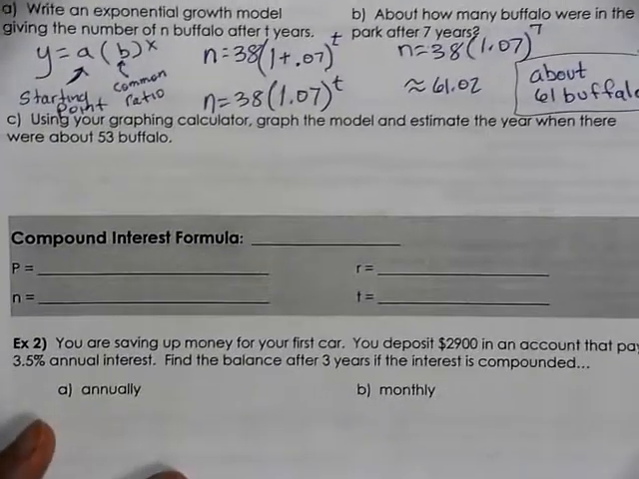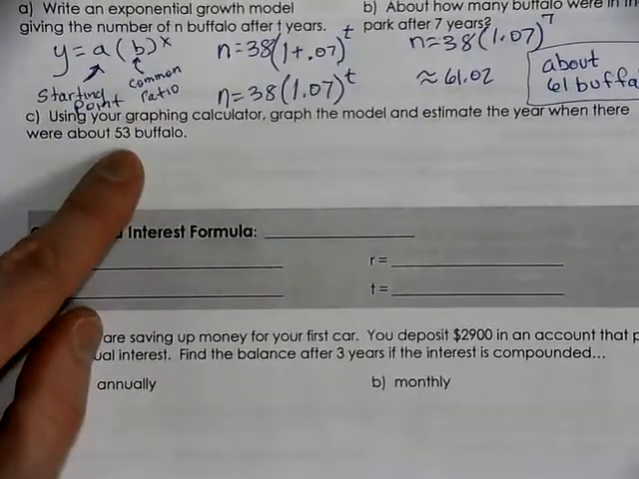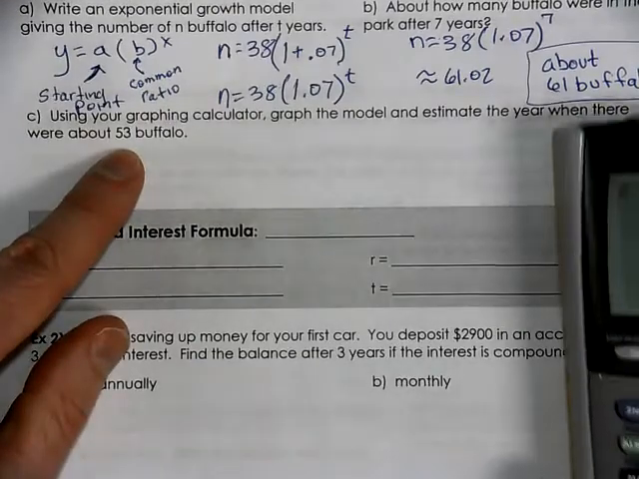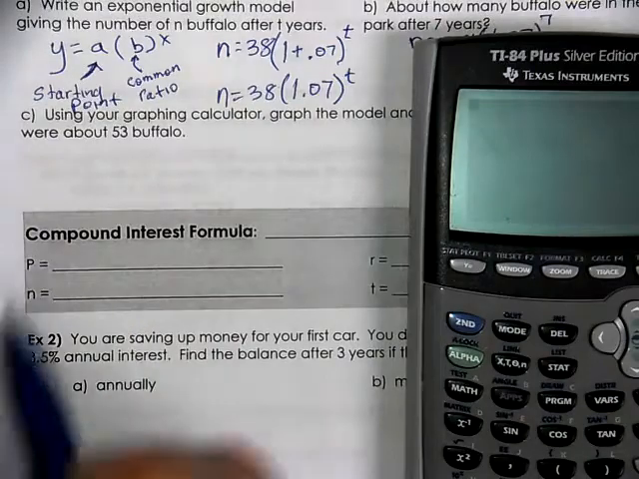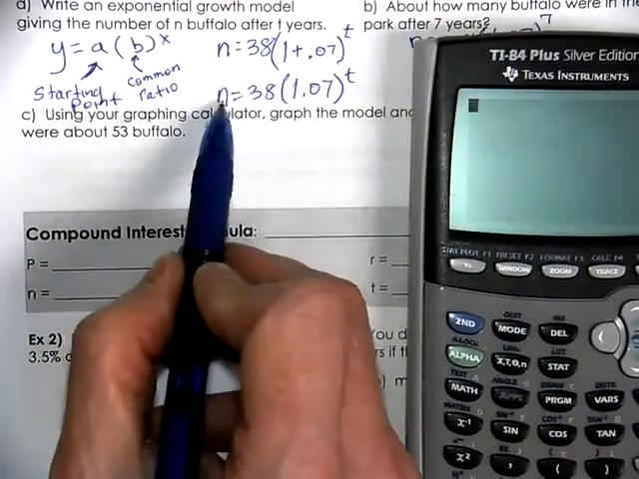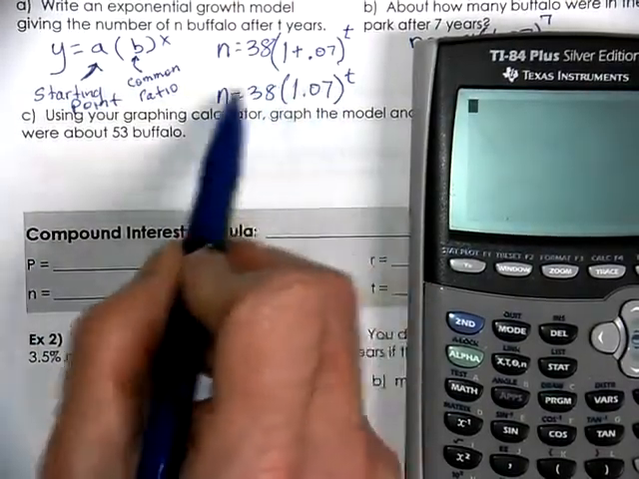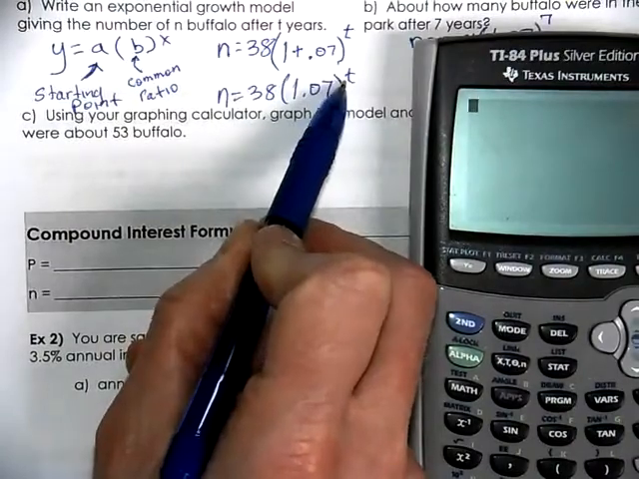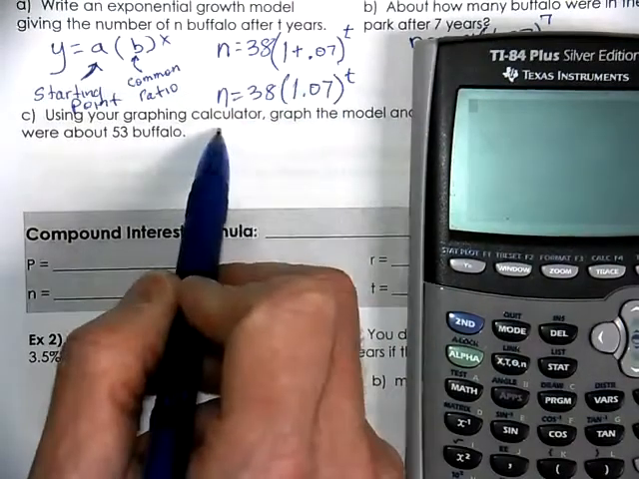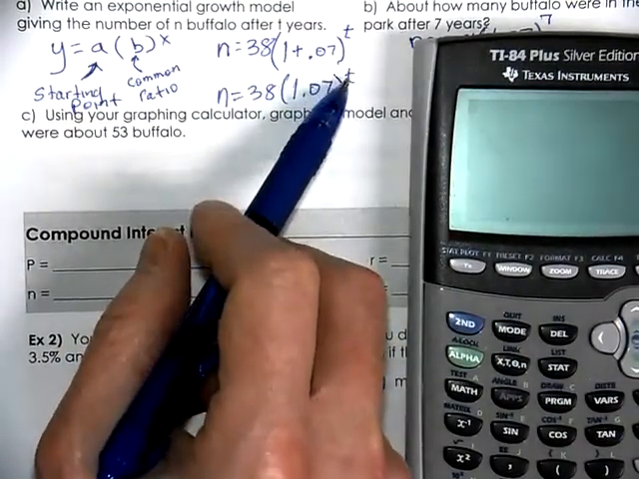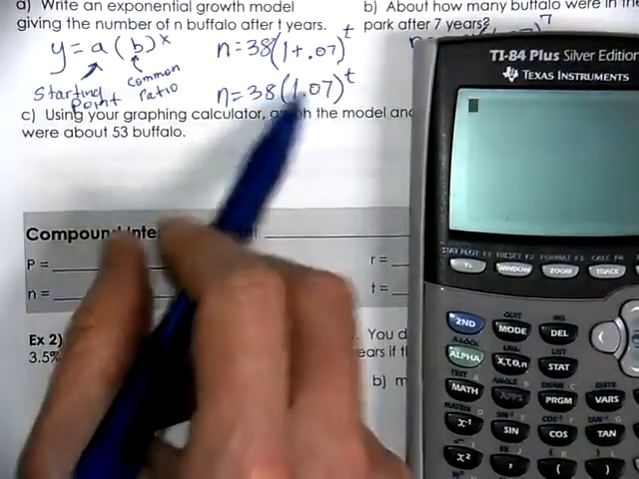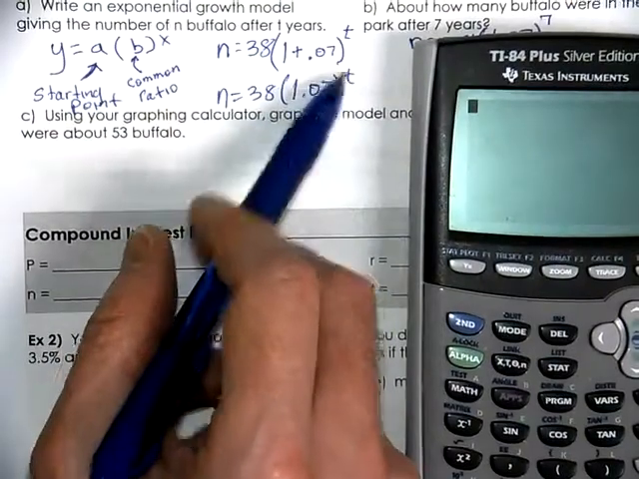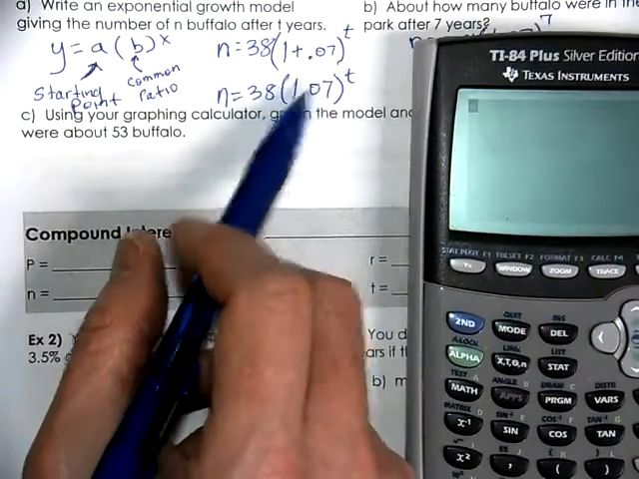Now, using our graphing calculator, we can calculate when we are going to have 53. Some people think that you can put the 53 in place of the n and then solve your equation for t. And that's totally possible if we knew how to solve for an exponent. But we don't know how. You can divide by your 38, but how do you break up a base and an exponent? We'll learn about that soon.